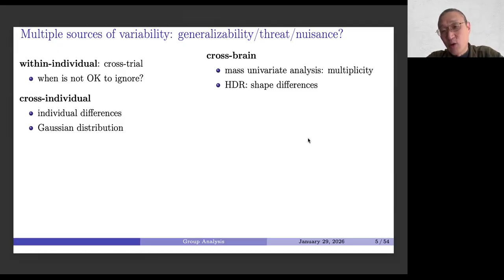Then the third one is the cross-brain. Well, that's understandably, cross-brain regions are different. Each brain region responds differently to some extent. But in the current approach, we use a massive univariate analysis, that is, we treat each voxel as behaving independently relative to the rest of the brain. Even among the neighboring voxels, we assume there's no relationship. So that creates a problem.